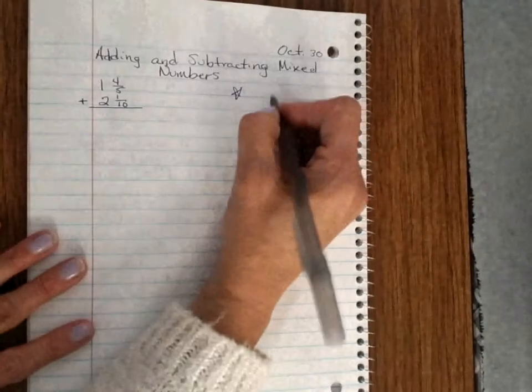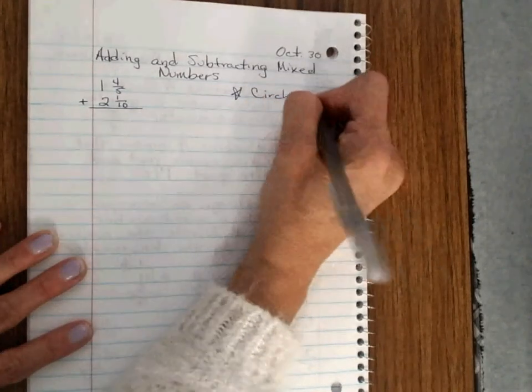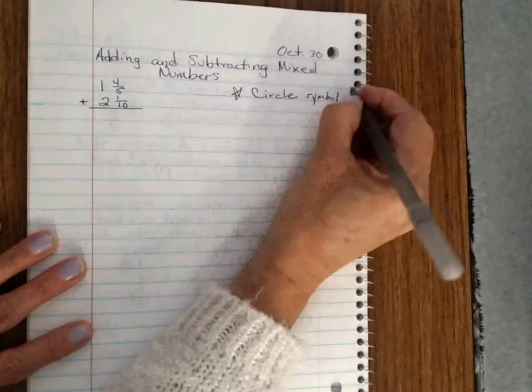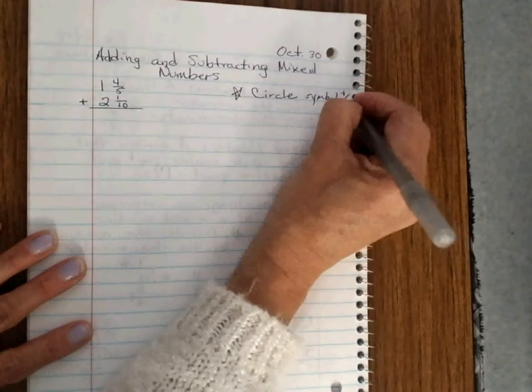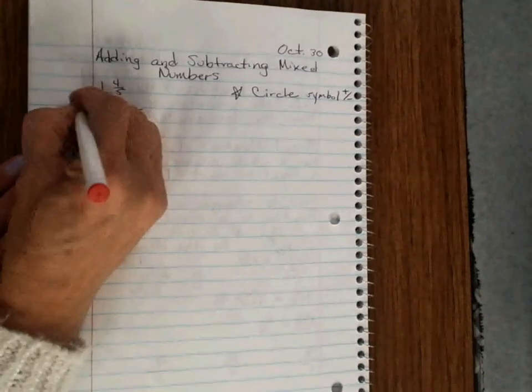So the first thing I want you to do is circle your symbol, circle your operation, okay? And I tell you to do that so that you don't forget, are you adding or are you subtracting? So we're going to circle our sign. And in this case, we're adding.